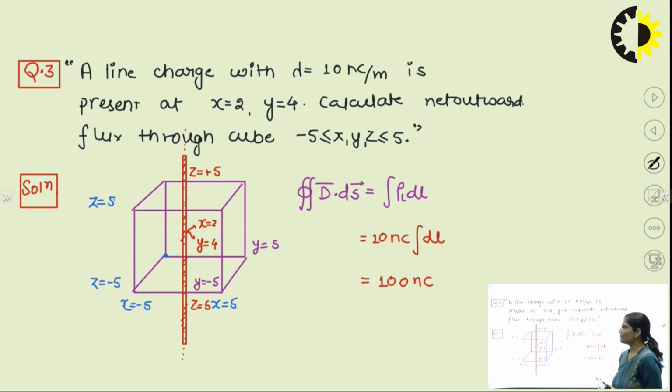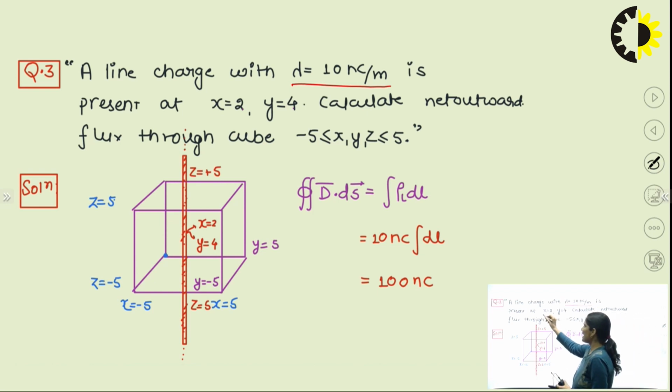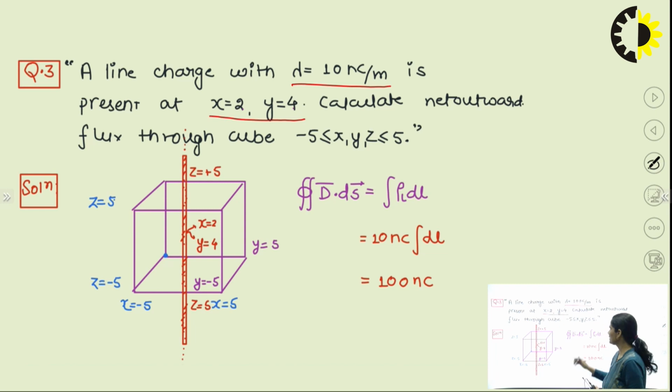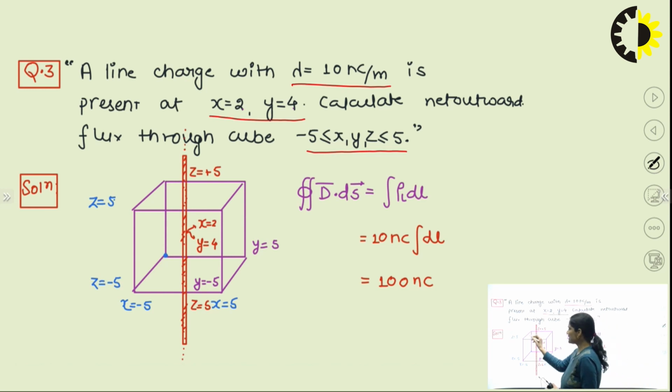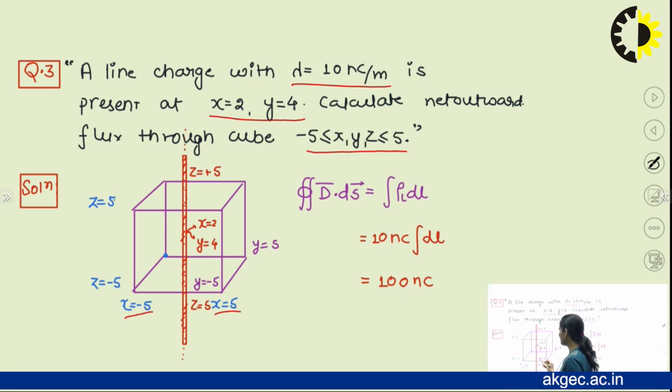Now let us take another example. A line charge with lambda equal to 10 nanocoulomb per meter is present at x equal to 2, y equal to 4. Calculate the net outward flux through a cube with x, y, z ranging from -5 to 5. Let us consider a cube. This is your cube, and its coordinates are: x lies from -5 to 5, y from -5 to 5, and z from -5 to 5. And this line's coordinates are x equal to 2 and y equal to 4.